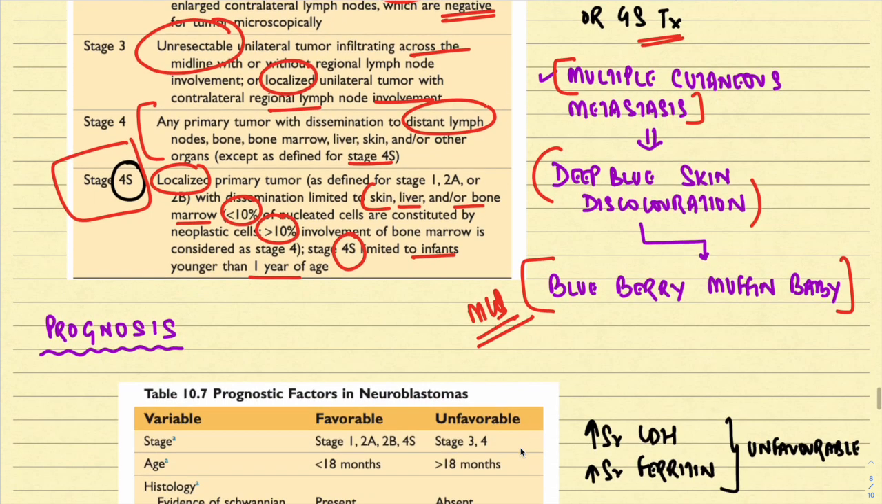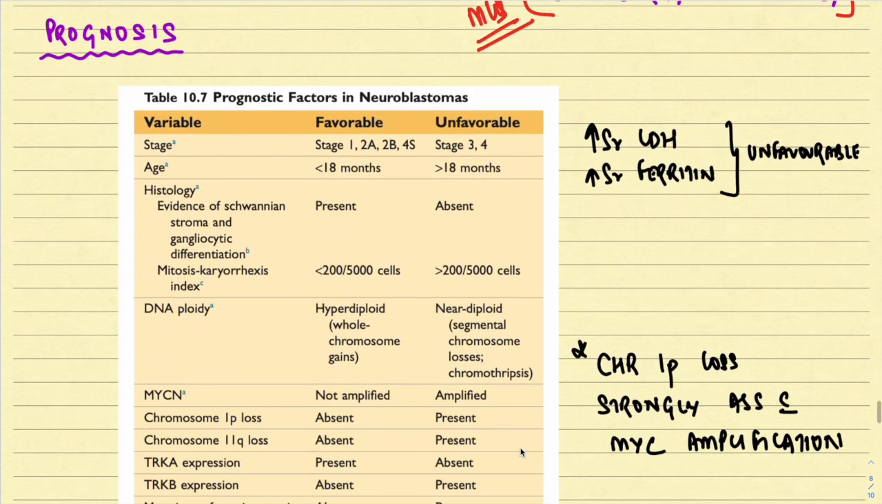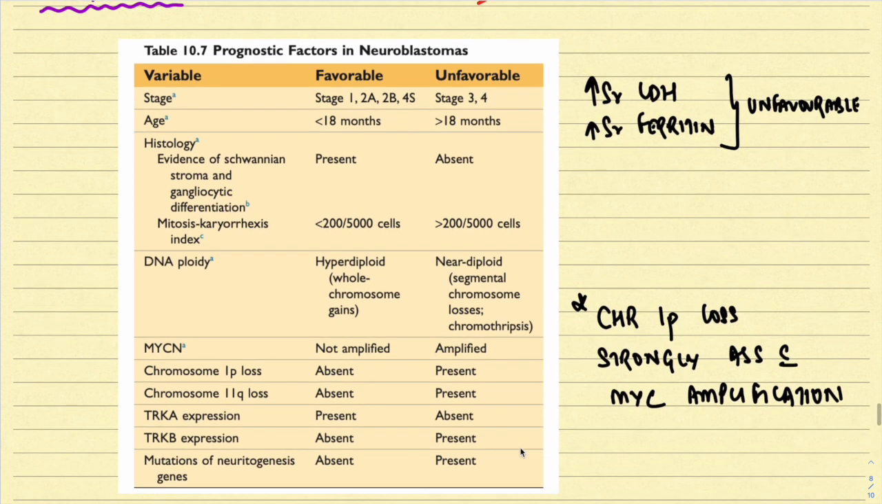The most important thing that we have to understand in case of neuroblastoma is the prognosis. There are many factors that can decide the prognosis of neuroblastoma. The first important thing is the stage. As I have already said, stage 1, 2, 2A, 2B and 4S show favorable prognosis, whereas stage 3 and 4 show unfavorable prognosis. Age at diagnosis less than 18 months is a good prognosis, more than 80 months is a bad prognosis.